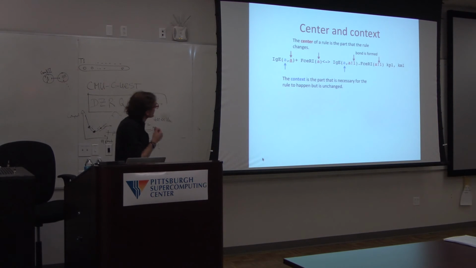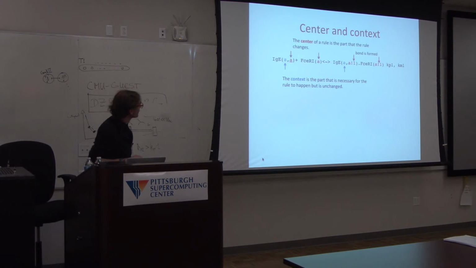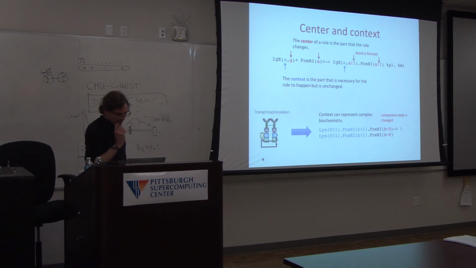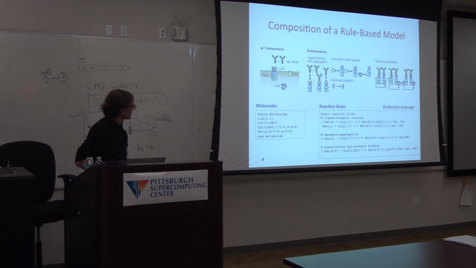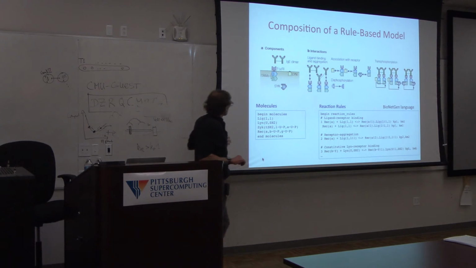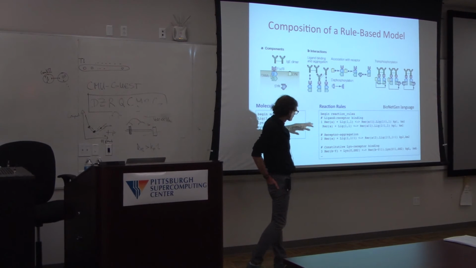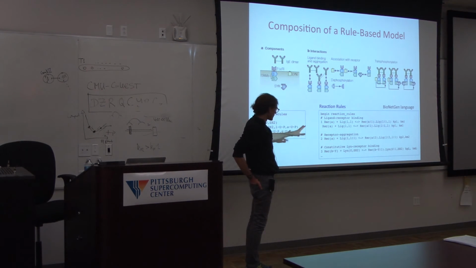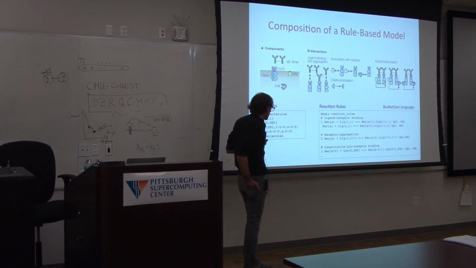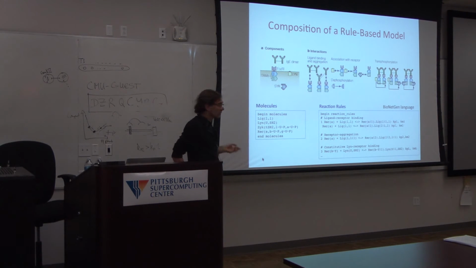So we talked already about the concepts of center and context, so this is really just a review of that idea. The center is the part that's changed, the context is the part that's required but doesn't change. And we see center and context in these two reactions are highlighted. So to make a long story short, a rule-based model is a set of molecules and reaction rules. We're going to go through some examples of these, and there are many examples provided on the wiki that you can go through later on your own as your interest dictates.